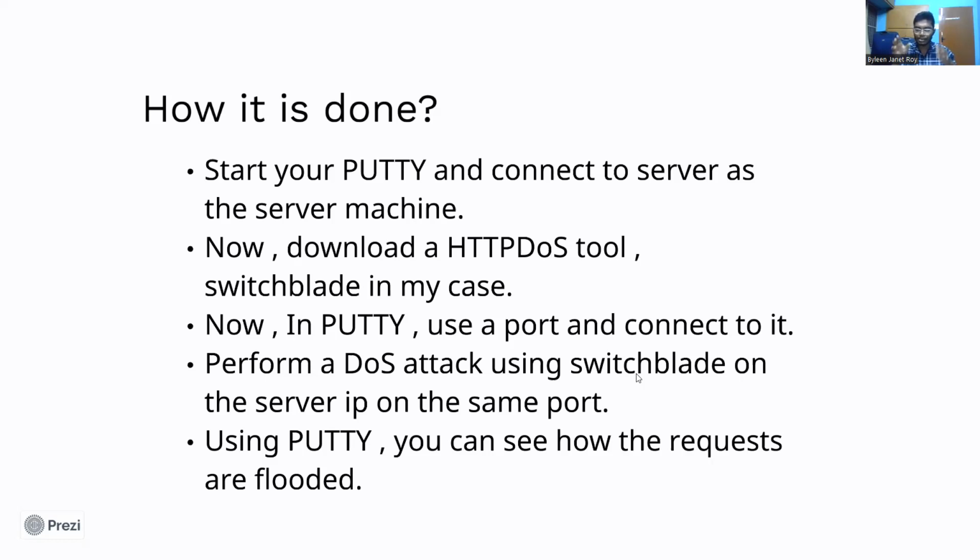And I'll be using a particular port so that I can use my server IP and port to connect to a particular one. And I'll be launching a DOS attack through the Switchblade, which is an external GUI. I'll be starting a DOS attack. Then you can see how the DOS attack is performed by using the PuTTY tool. That is how it is done.